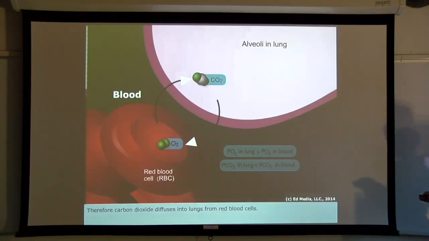And the same thing, the blood that's coming to your lung, the heart is going to pump it to the lung. It's going to be filled with carbon dioxide. So then it's going to diffuse from an area of high into an area of low. When you exhale, that carbon dioxide will leave.